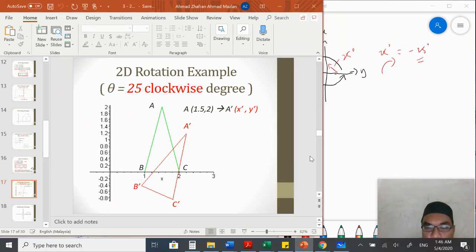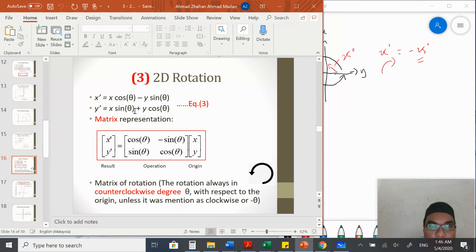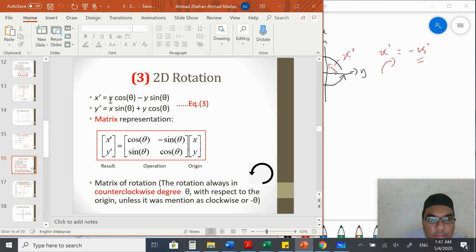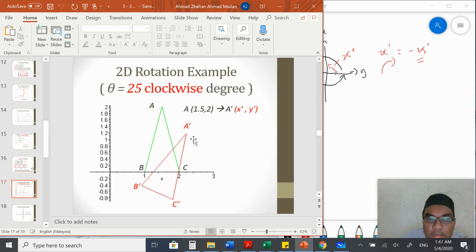In the previous equation, for this value of theta you must use a minus, because it is mentioned as clockwise. That is the thing that you have to be alert about. So when you include the values, for example 1.5 and 2, where x is 1.5 and y is 2, and you set theta as minus 25, you will get the value of a dash. The same thing for b and c, you have to do the same.